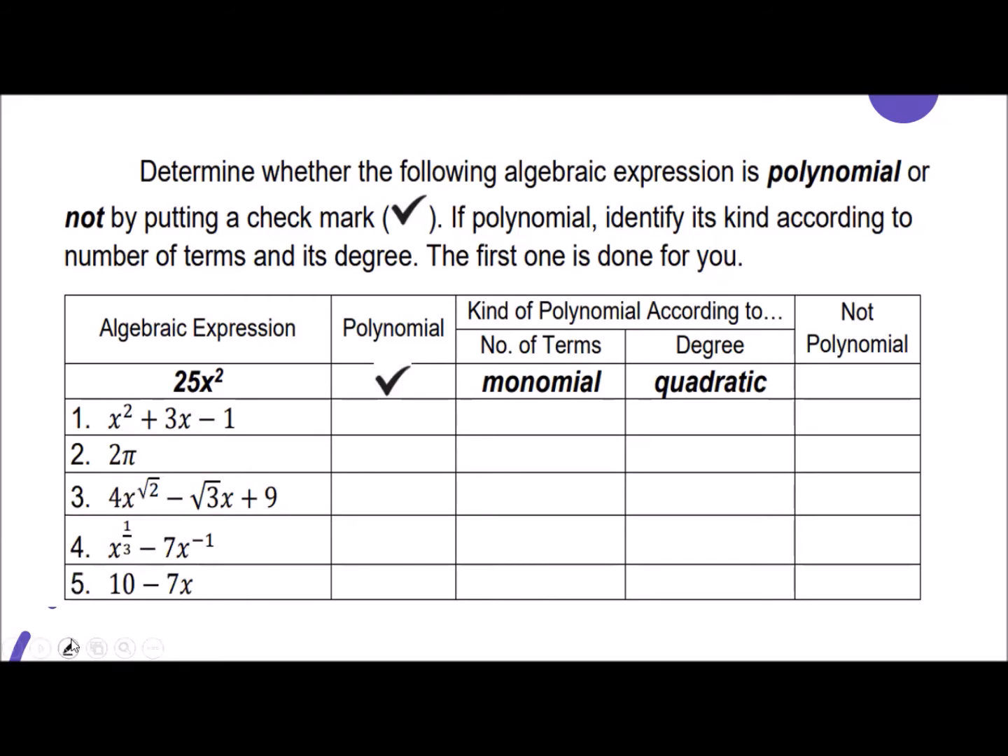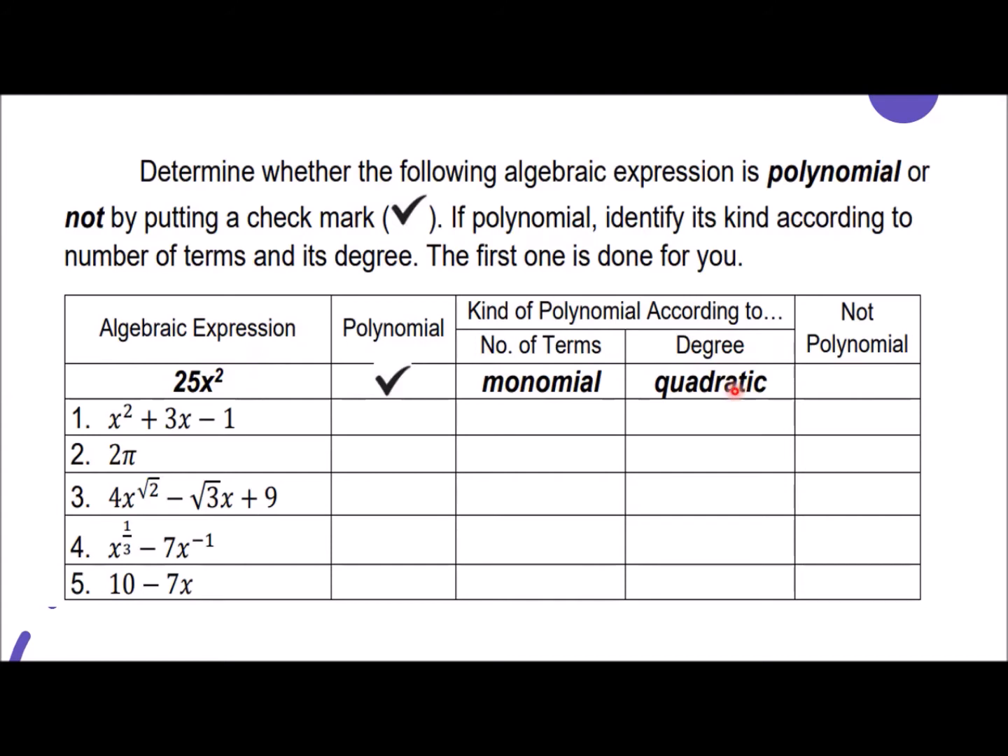And we have different kinds of polynomial. According to the number of terms, it is monomial. By the keyword mono, it only means 1. Kasi isang term lang si 25x squared. And pag sinabi nating degree, it is the highest exponent. Ang exponent natin dito ay si 2. So that is quadratic.